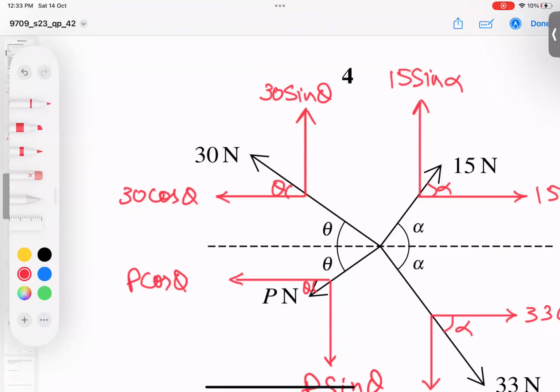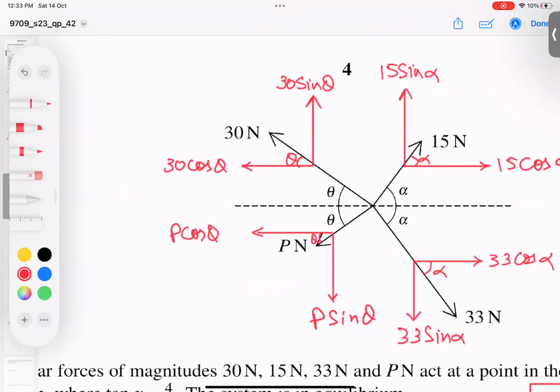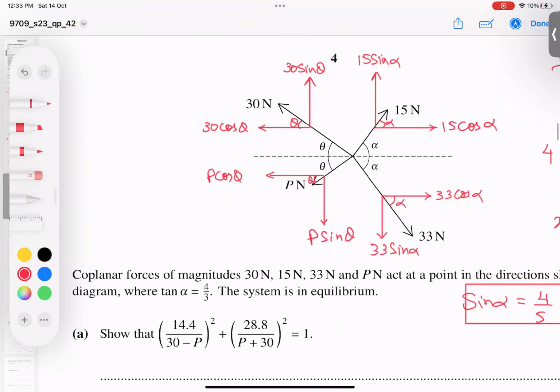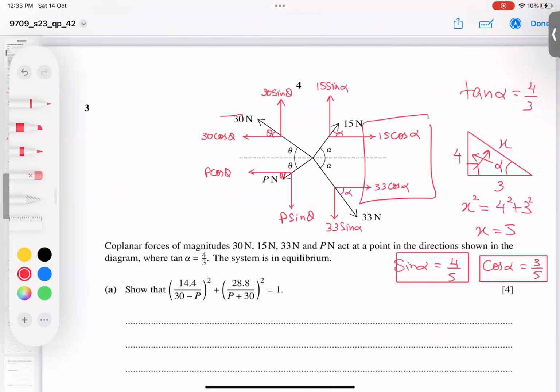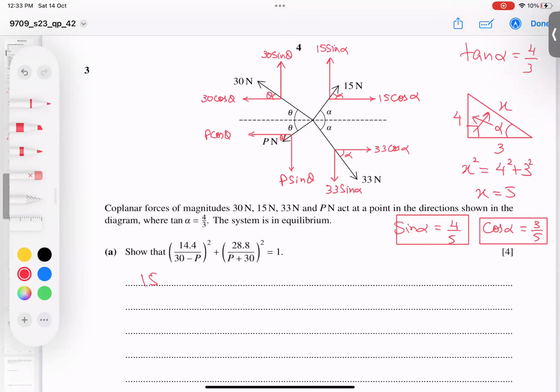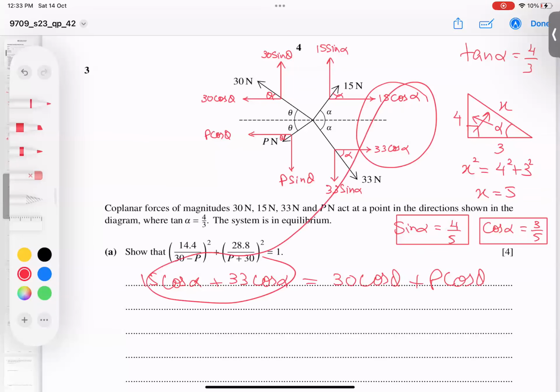After having these values, we can continue, because he said equilibrium. According to the equilibrium concept, right-side forces are equal to left-side forces. They are balanced to each other. So let's start. I can say 15 cos alpha plus 33 cos alpha is equal to 30 cos theta plus P cos theta. So I wrote these two forces here and these two forces here. All right.